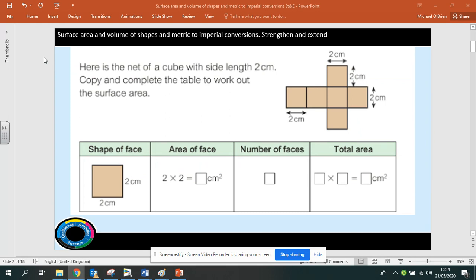Okay, here we've got a net of a grid and a question that has been scaffolded to help you work your way through it. Pause the tape now, answer the questions, and then come back to me when you're ready.